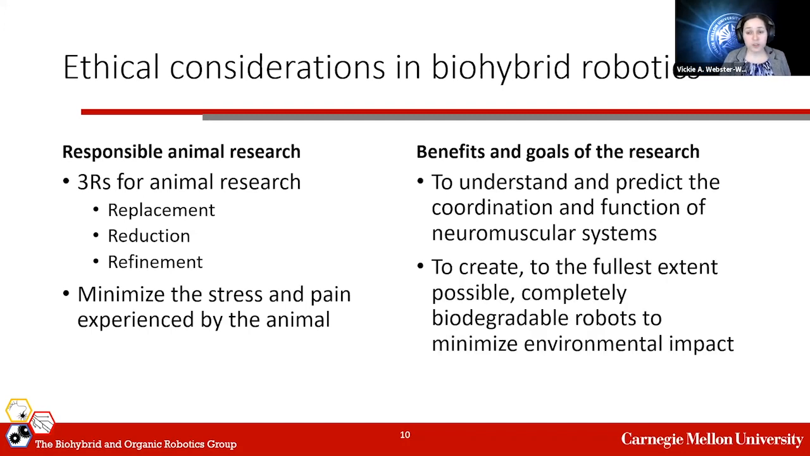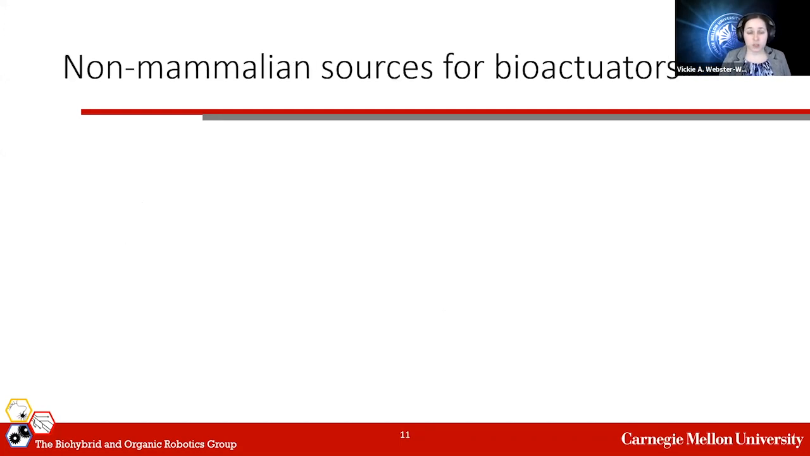Additionally, our group is really interested in creating, to the fullest extent possible, completely biodegradable robots in order to minimize the environmental impact in future applications where we're hoping to be able to deploy swarms of robots into sensitive ecosystems for monitoring. And these ethical considerations have really brought my research focus to largely focus on non-mammalian sources for bioactuators, so that we can reduce the order of the animal we're working with and work with animal systems that are well studied and understood, so we can reduce the number of animals that we need for our experiments.